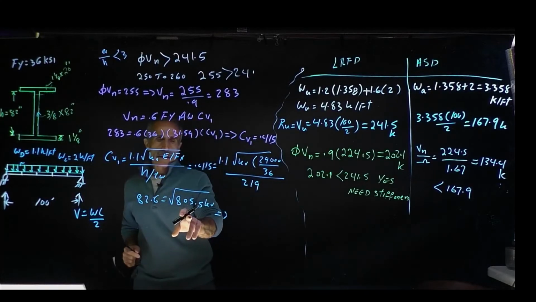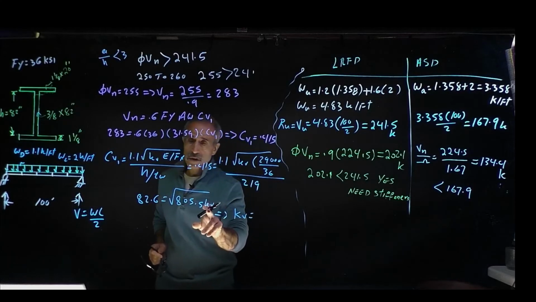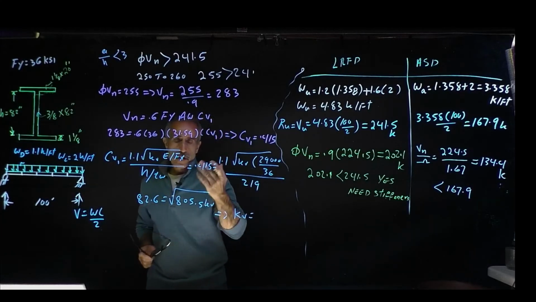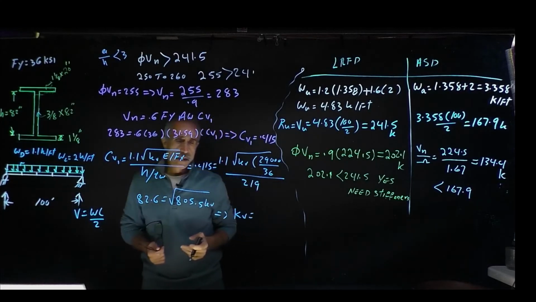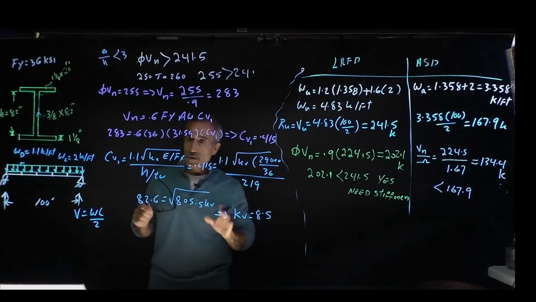So now we know here, and we're going to find out kv. You can use trial and error, just put different numbers, see what you're going to get. Or you can just put in the formula in Excel and figure it out. It comes out to 8.5. Great. So now we have that.